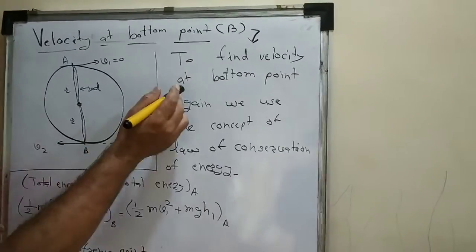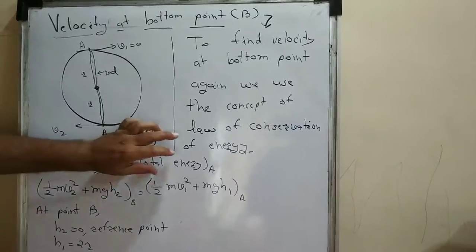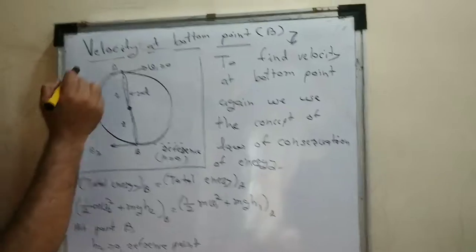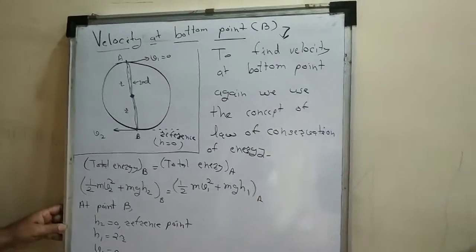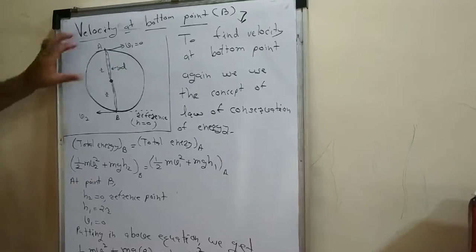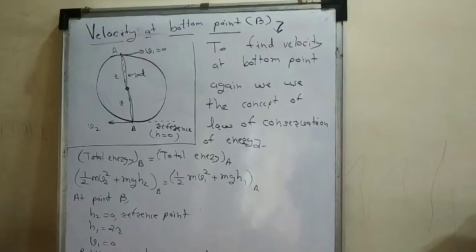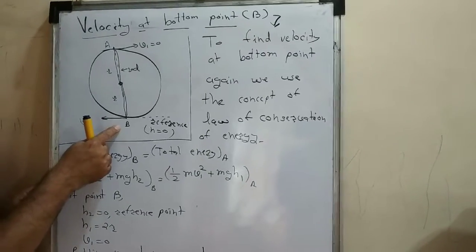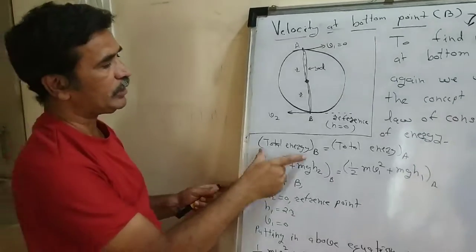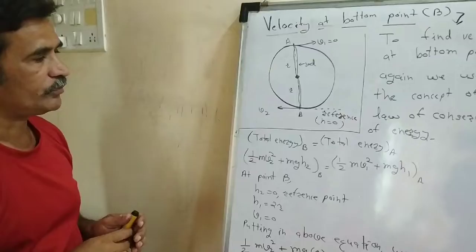Again, to find out velocity at the bottom point, we use the concept of the law of conservation of energy. That means total energy at any point of this vertical circular motion is constant, unchanged. There is no loss and no gain of energy in this motion. So two points are considered, point B, the lowest point, and the upper point, point A. So total energy at point B is equal to total energy at point A.